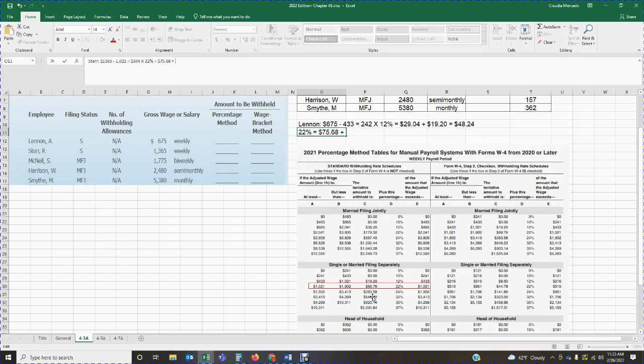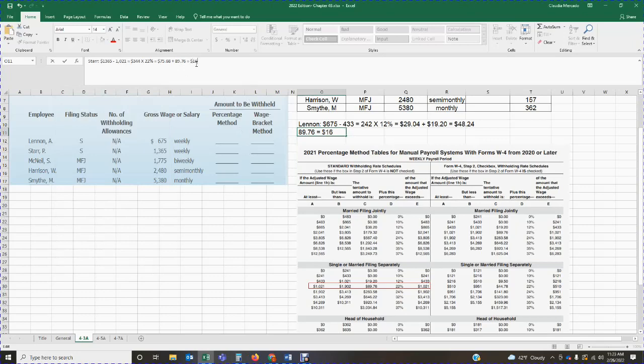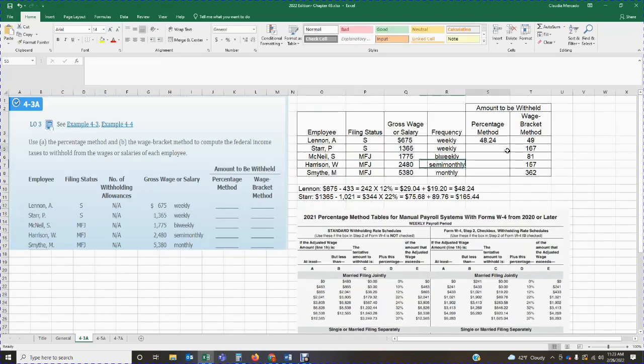And then I'm going to add that last number provided on that third column, which is 89.76. So we're going to do 75.68 plus 89.76. That gives me 165.44. And if you compare, the percentage is 165.44 versus 167 using the wage bracket. Very close in dollar amounts. So we are done with the weekly payroll.